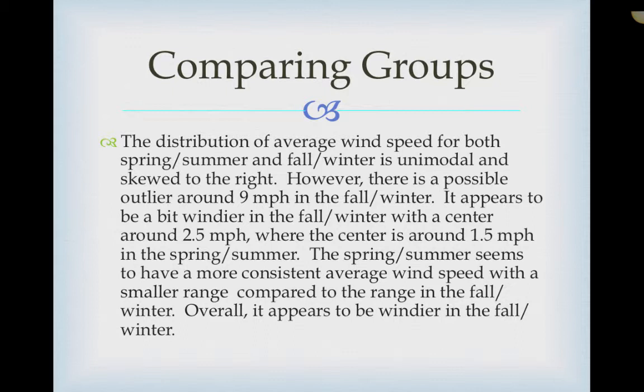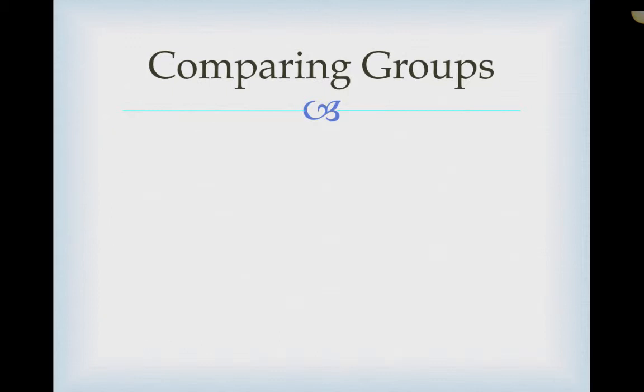Note here that I did not just list each group separately. I compared the two groups together. I compared their shapes, their centers, and their spreads. I also made sure that I included the context so the reader knows that we're talking about the average wind speed and what units we're using. Again, you have to make comparative statements.